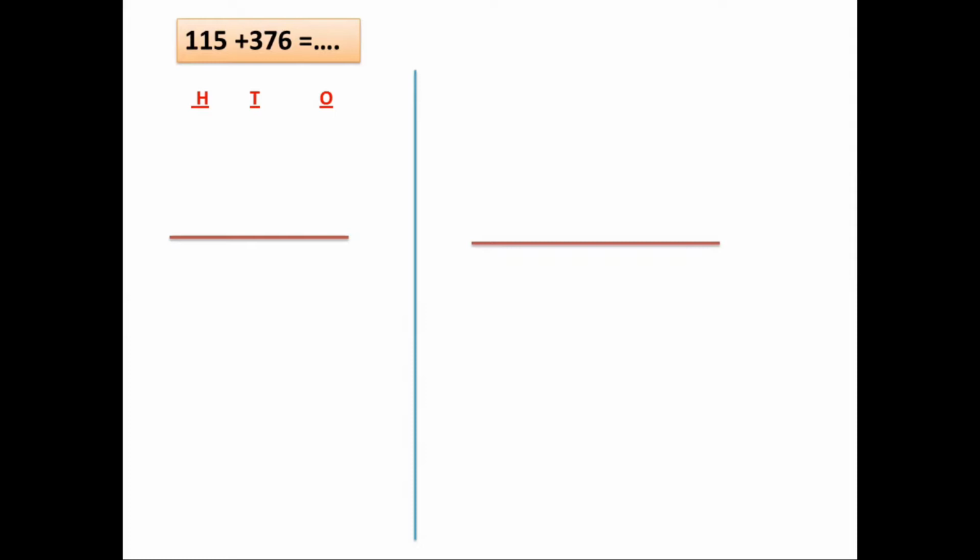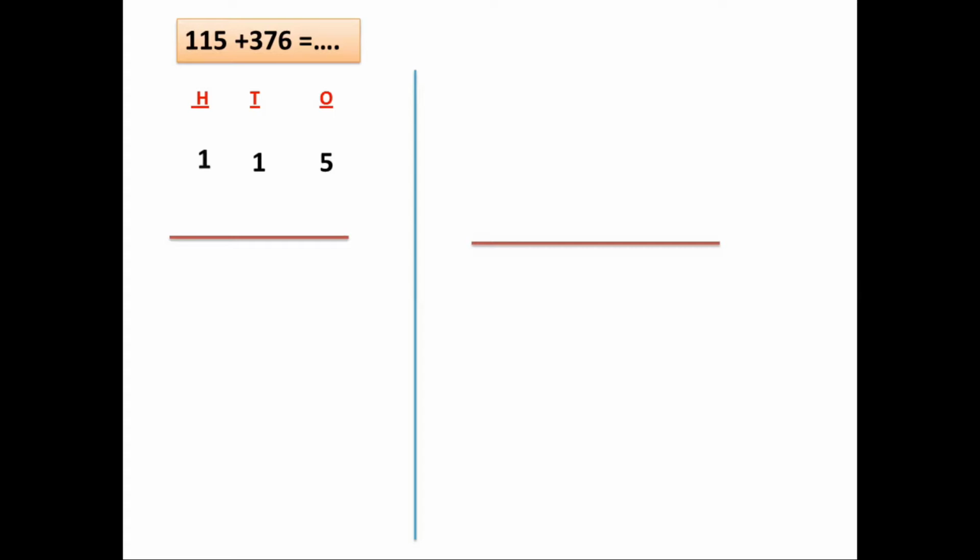In the first number 115, we find 5 in ones place, so we will write number 5 in ones. And we find number 1 in number 115 in tens place, so we will write number 1 in tens. And in number 115, we find 1 in hundreds place, so we will write number 1 in hundreds.